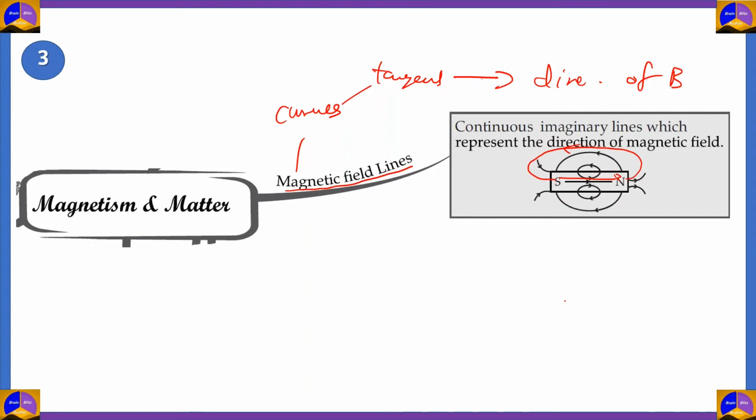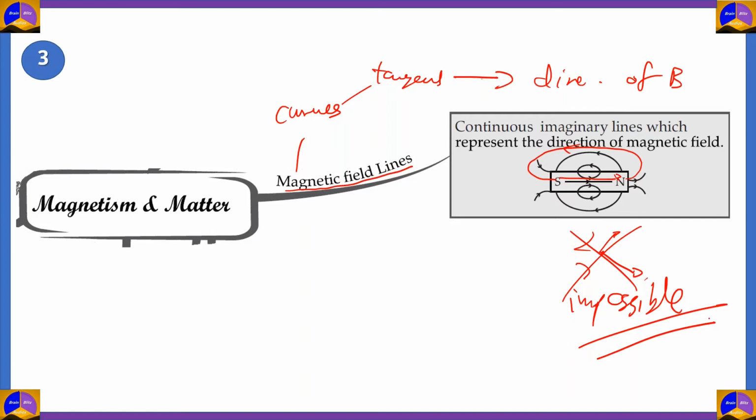One of the most important properties that unites both magnetic field lines and electric field lines is the fact that they cannot intersect. Because if they did intersect, then at this point there would be two tangents, one tangent this way and the other tangent that way. That means at this point there would be two directions for the magnetic field, which is impossible. So magnetic field lines, like their electric counterparts, cannot intersect.